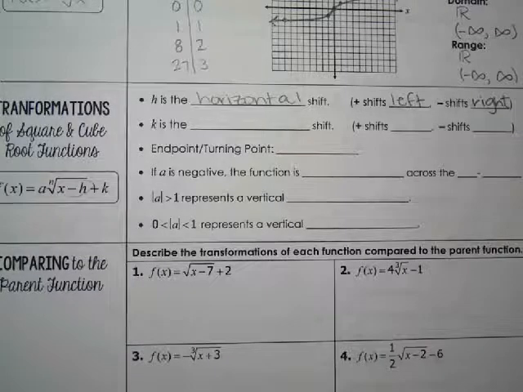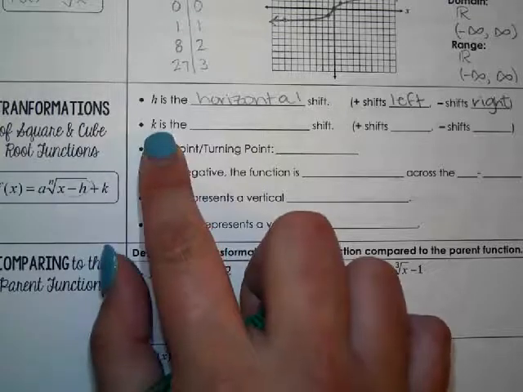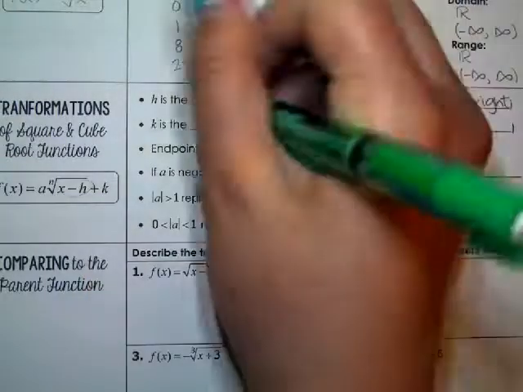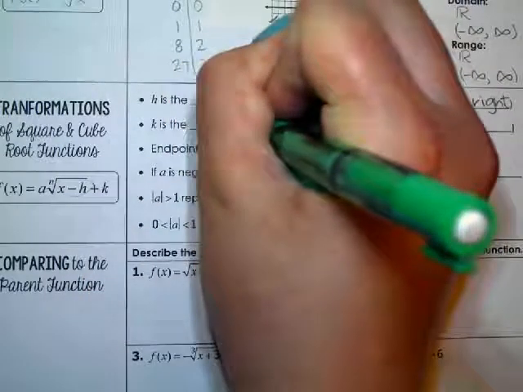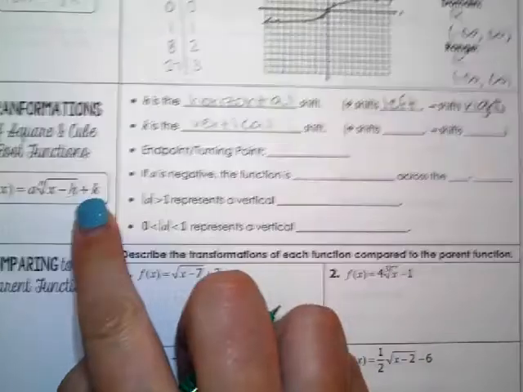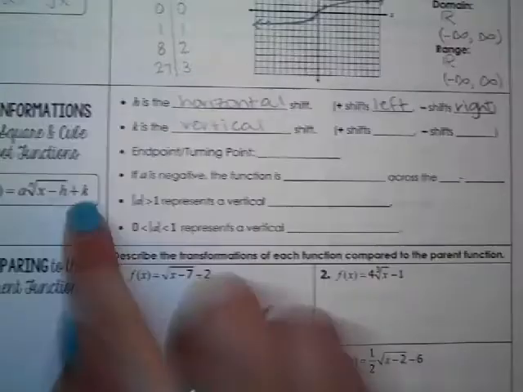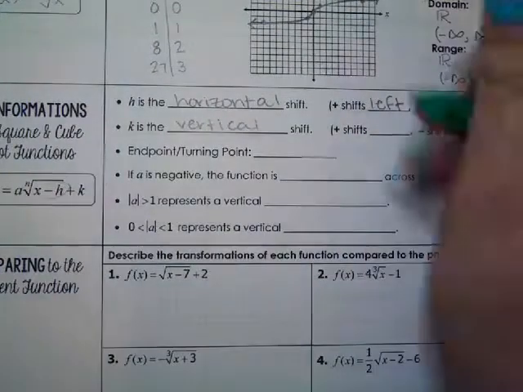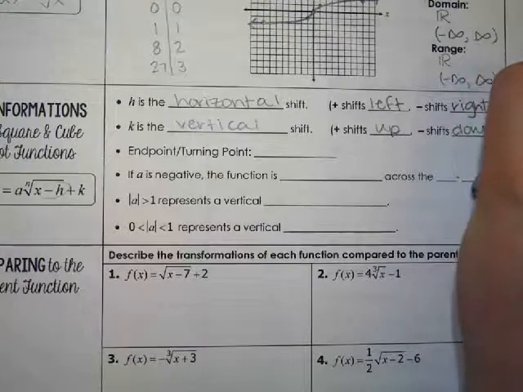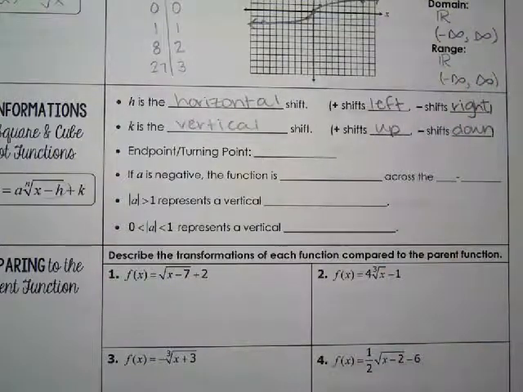All right, the K, the number on the end, is a vertical shift. Okay. Is there anything about the K on the end? No, it does what you would expect. So the plus shifts up, the minus shifts down. It does the thing that we would expect it to do. Okay.